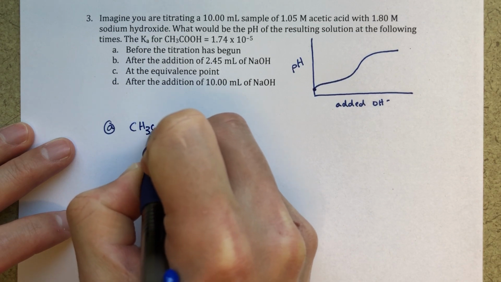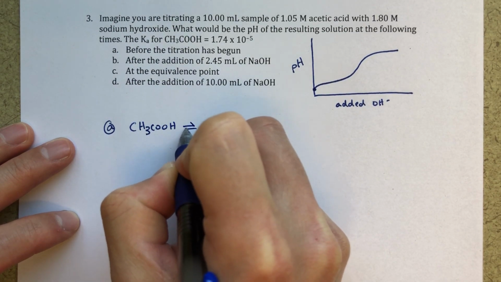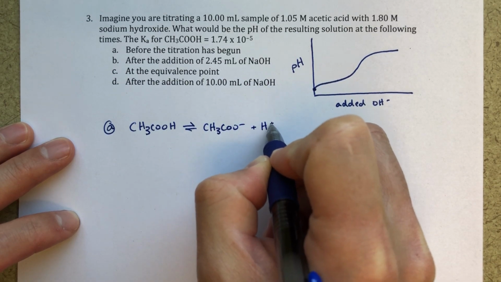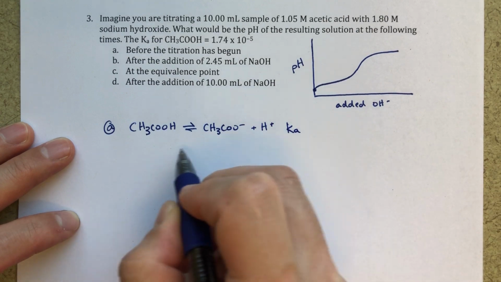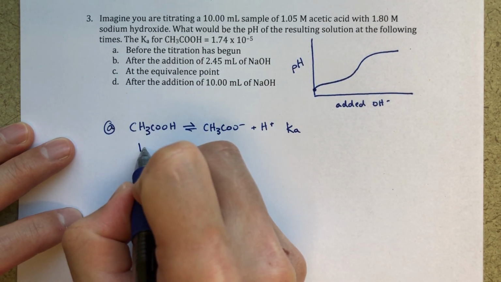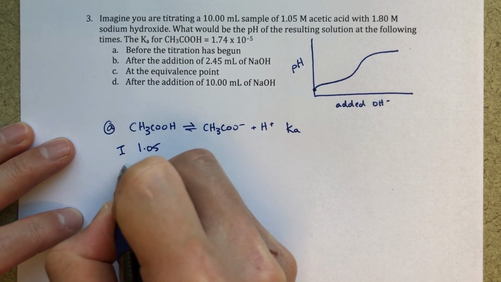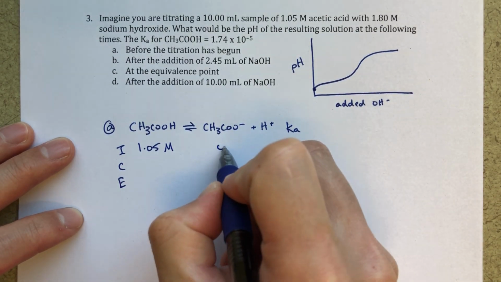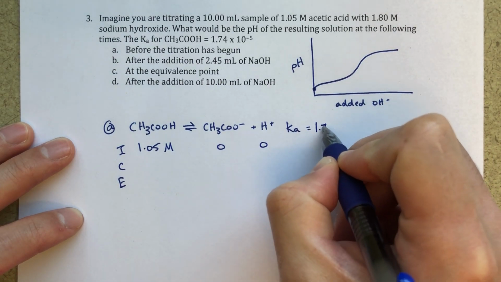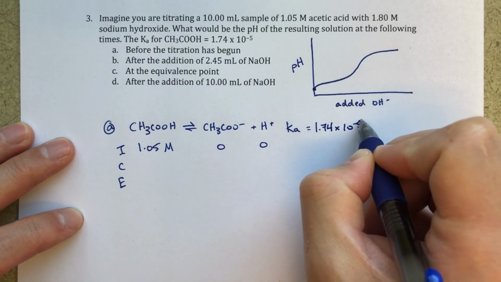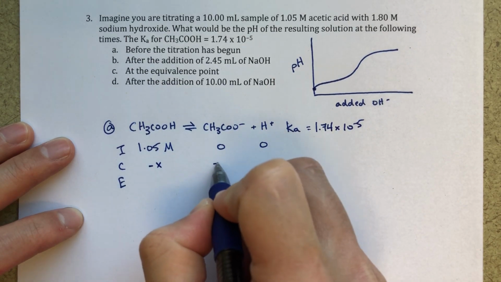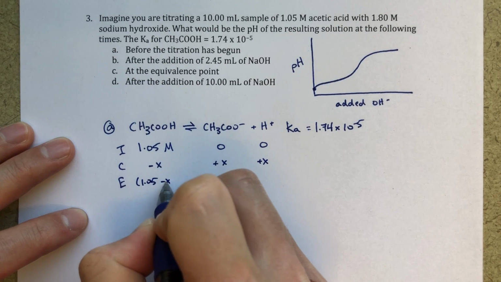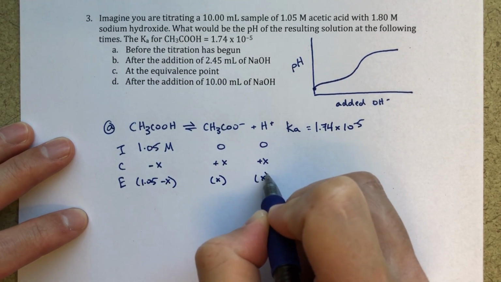So CH3COOH, that's my weak acid, in equilibrium with CH3COO minus plus H plus. This follows the general form of a Ka, and we have an initial concentration of 1.05 molar for our acetic acid. So initially, this is all we're going to need: 1.74 times 10 to the minus 5th, minus X, plus X, plus X. So we're just doing a simple weak acid problem at this point.